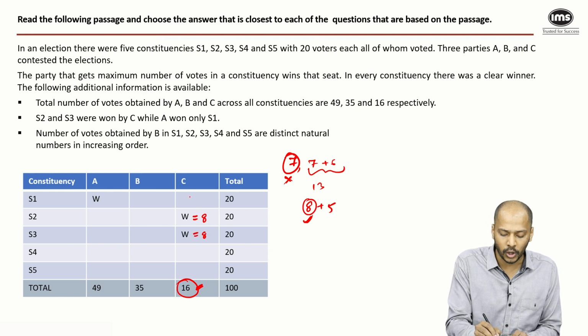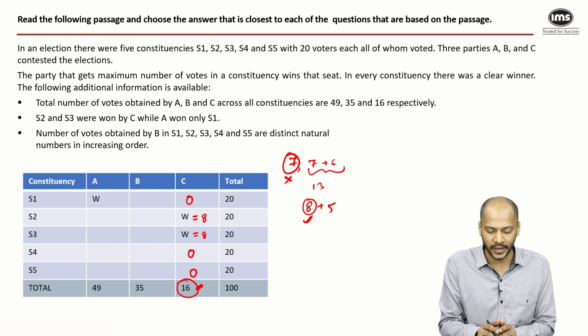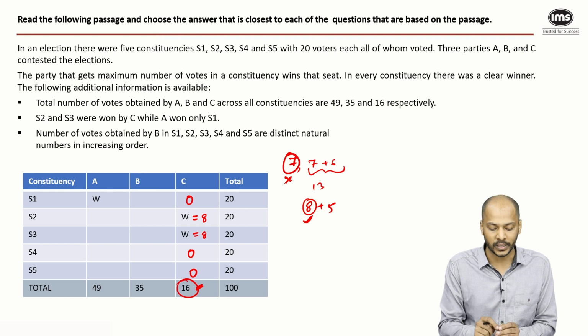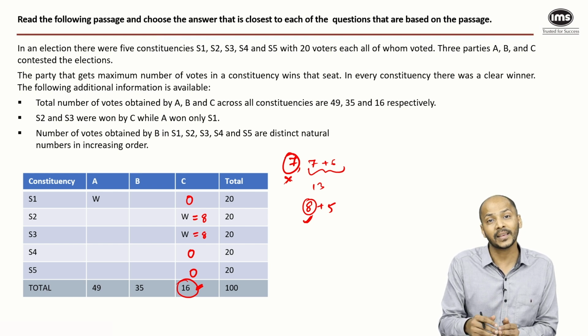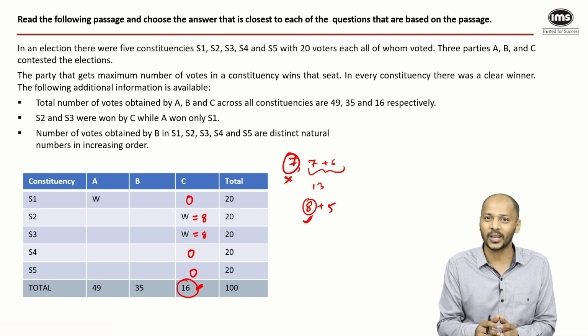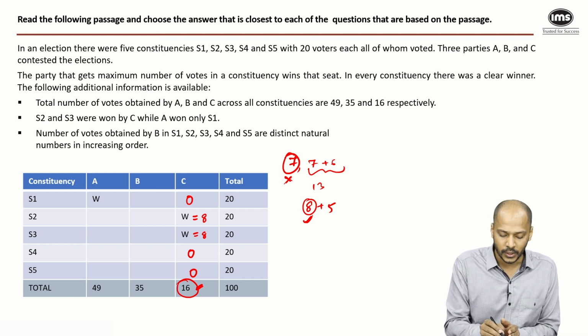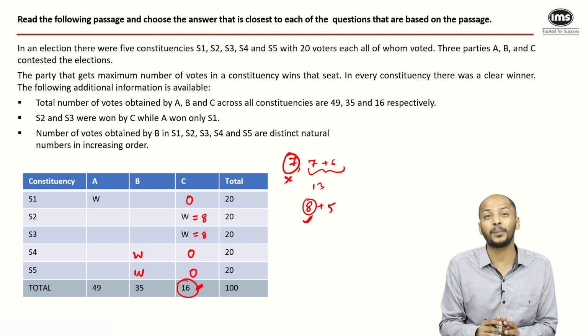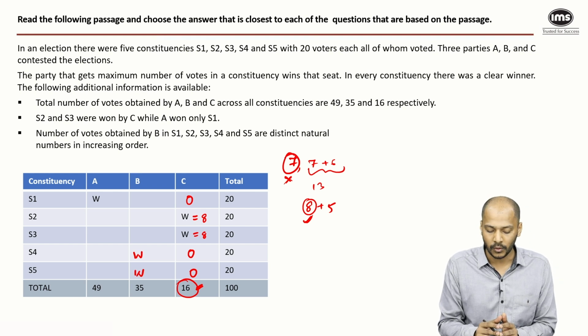So clearly C got no votes in the remaining 3 constituencies. Alright, and A won only constituency S1, which means B has to win the remaining constituencies because with 0 votes, C cannot win any other constituency. So the winner for S4 and S5 should be B. Alright, what else can I think of?